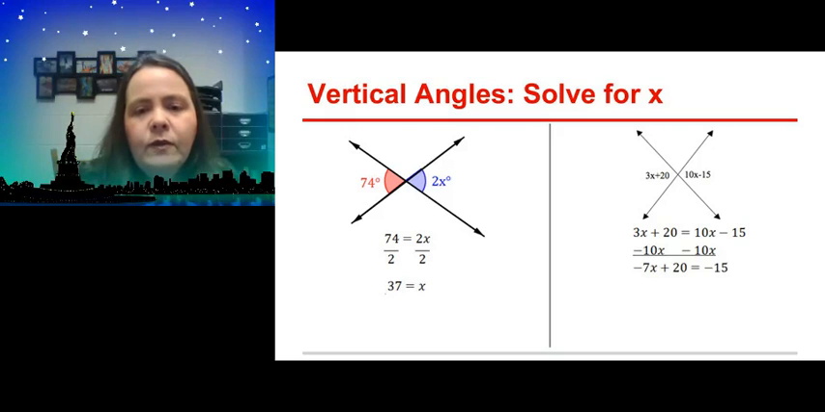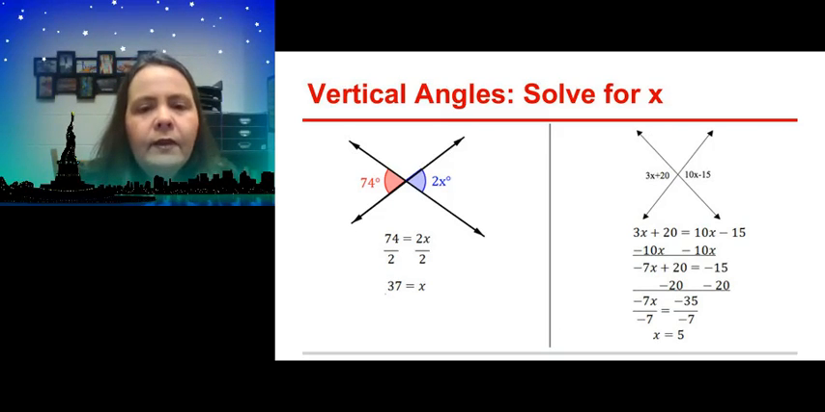Now I'm going to move the 20, so I'm going to subtract 20 from both sides. The 20s on the left-hand side make a 0, so they cancel. And when I simplify, I have negative 7x equals negative 35. And then I'm going to divide by negative 7, and I have x equals 5.